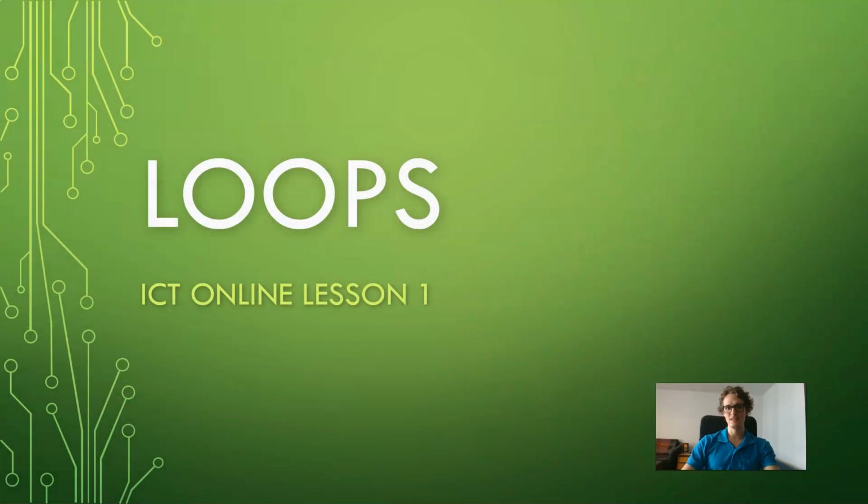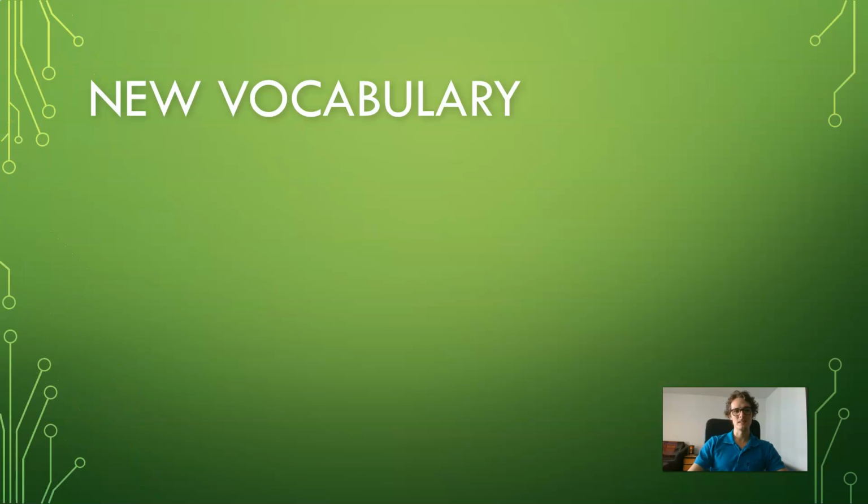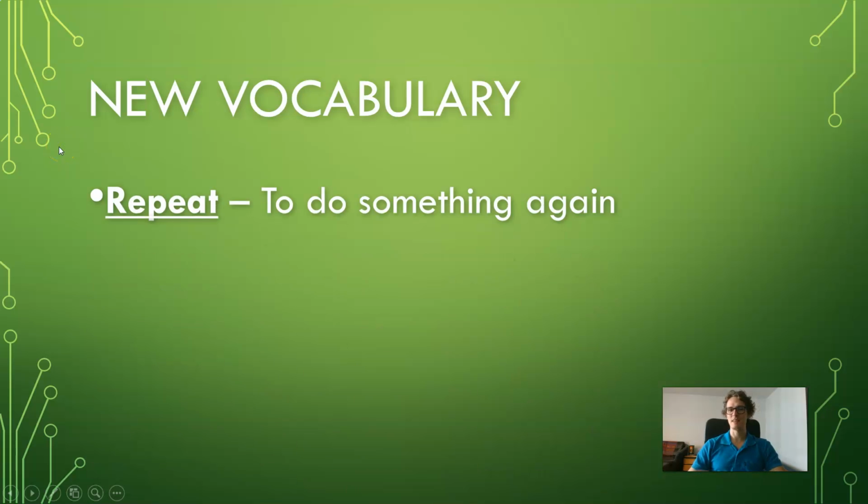Today's topic is loops. This is ICT Online lesson number 1. Let's move on. We have some new vocabulary today. The first word is repeat. That means to do something again, okay? Anytime you do something more than one time, that means you repeat doing it, right?